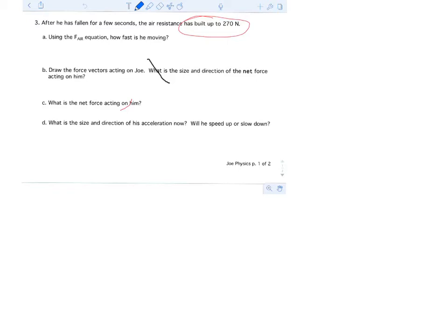Let's get that written here. F air is 10 times the velocity. We want to know how fast, so we're solving for velocity. And the problem here says that the force due to air is 270 newtons. So we're going to solve by going like this.